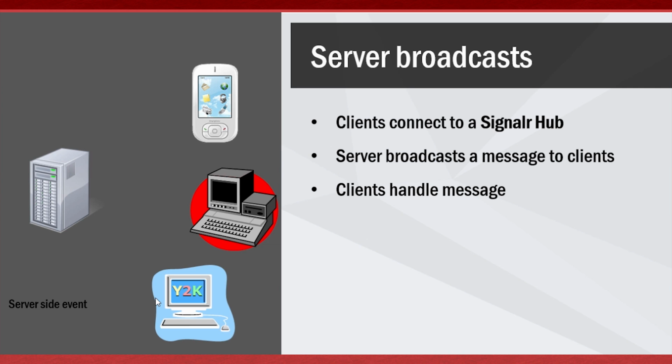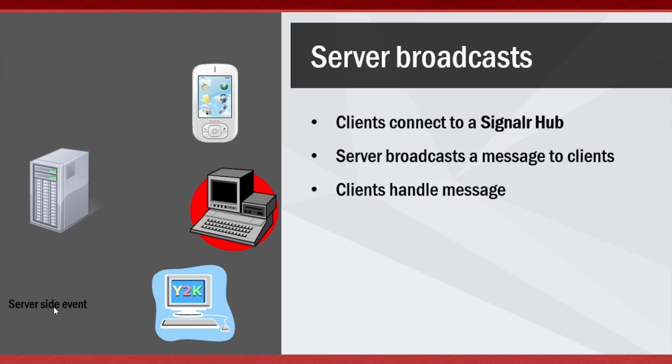So now that we've got a rough idea of what SignalR is doing, it's just an abstraction that allows us to send and receive messages really easily between client and server. Let's have a look at one of these scenarios. So we're going to have something happening on the server. In this case, a server-side event has happened, and we want to tell all of our clients.